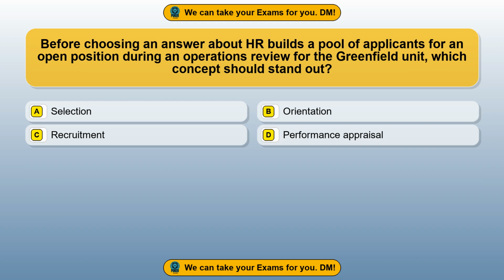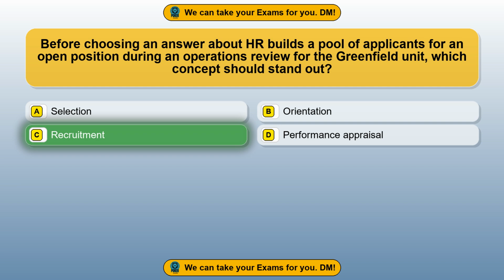Question 29. Before choosing an answer about HR builds a pool of applicants for an open position during an operations review for the Greenfield unit, which concept should stand out? Option A, selection. Option B, orientation. Option C, recruitment. Option D, performance appraisal. The correct answer is option C, recruitment.